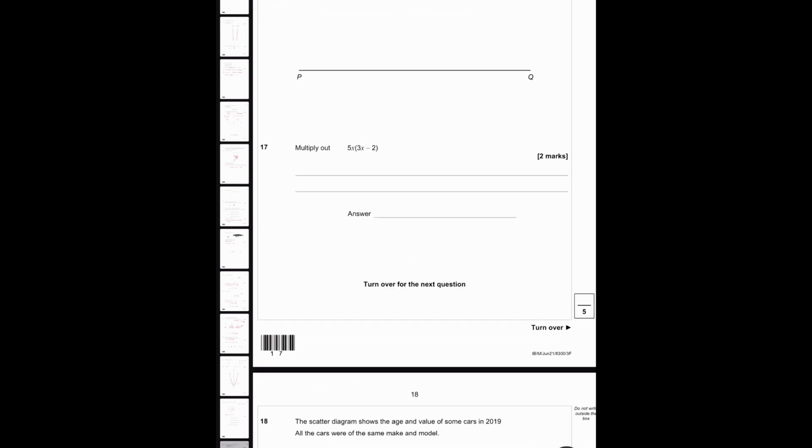Question 17 says to multiply out the following bracket: 5x bracket 3x minus 2 bracket. For this one we're going to do 5 times 3, which is 15, and x times x, which is x squared, and then 5x times minus 2, which is minus 10x. So our answer is 15x squared minus 10x.